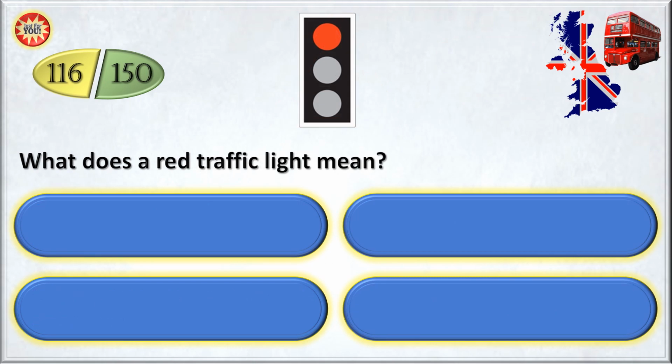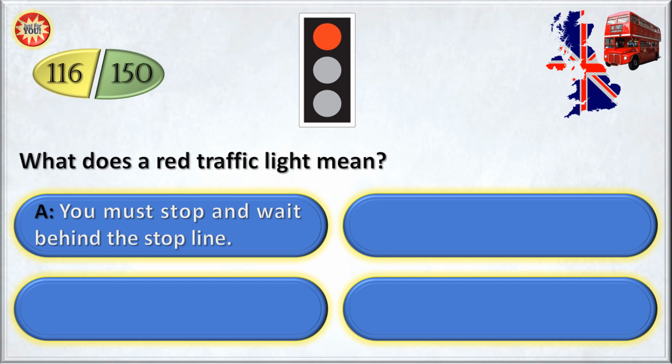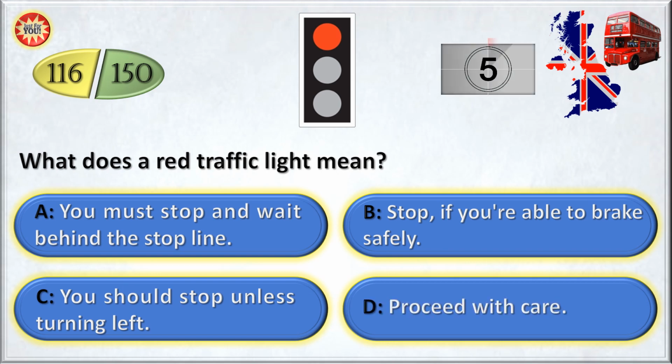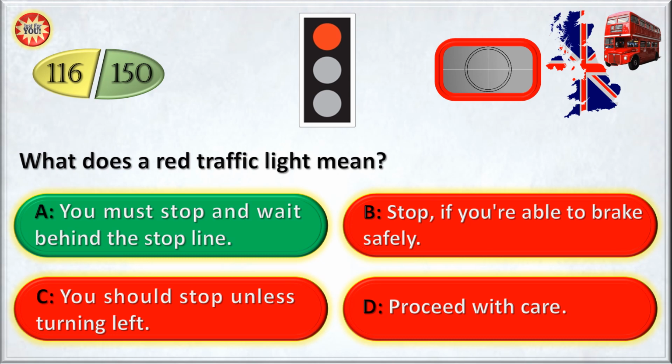What does a red traffic light mean? You must stop and wait behind the stop line. Stop if you're able to brake safely. You should stop unless turning left. Proceed with care. You must stop and wait behind the stop line.